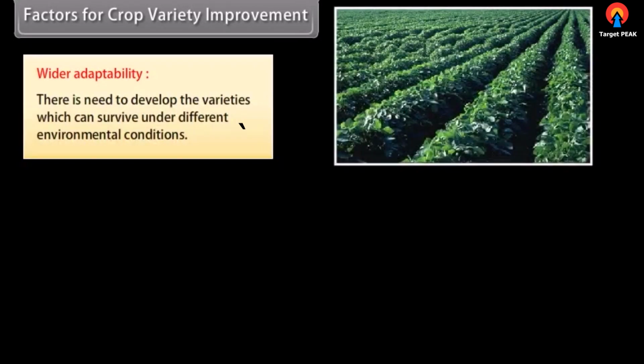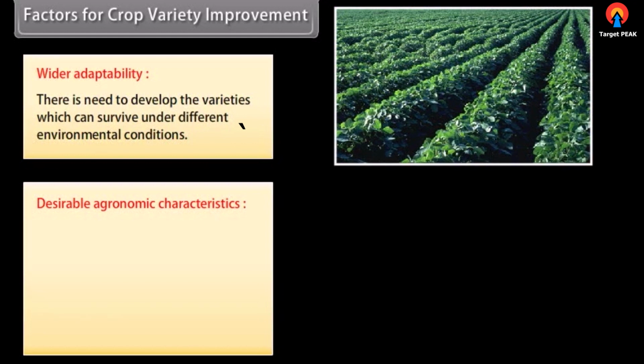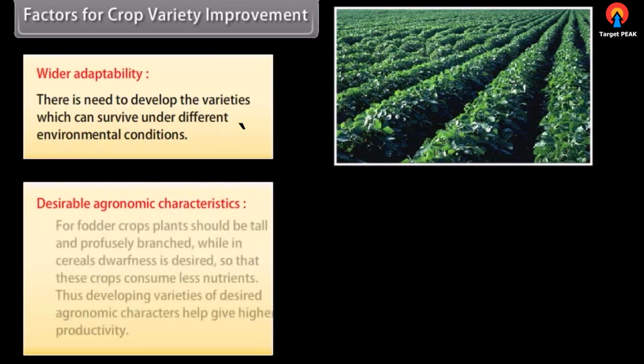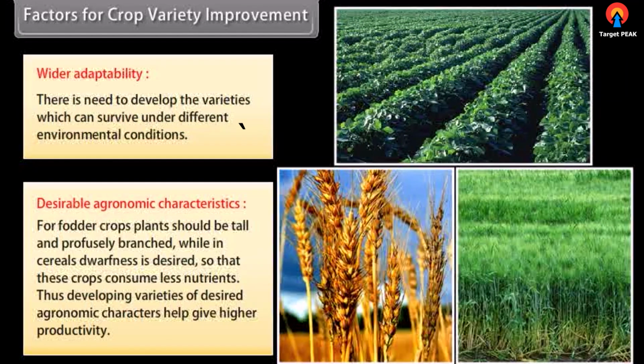Wider adaptability. There is need to develop the varieties which can survive under different environmental conditions. Desirable agronomic characteristics. For fodder crops, plants should be tall and profusely branched, while in cereals, dwarfness is desired, so that these crops consume less nutrients. Thus, developing varieties of desired agronomic characters help give higher productivity.